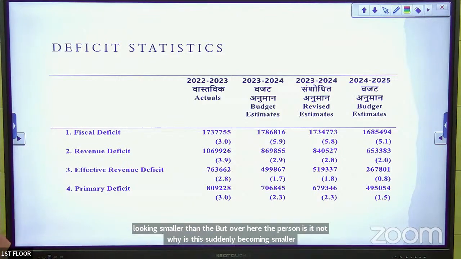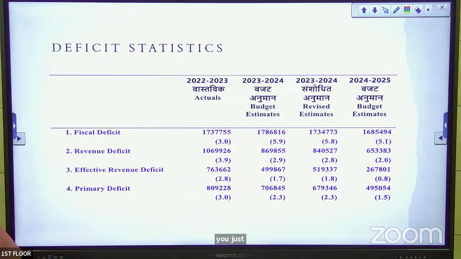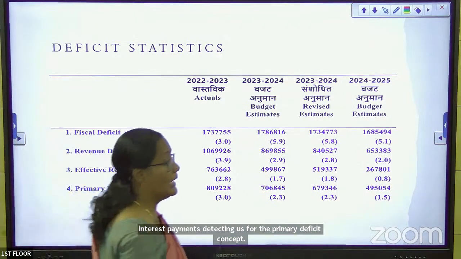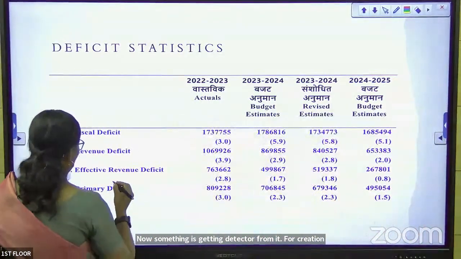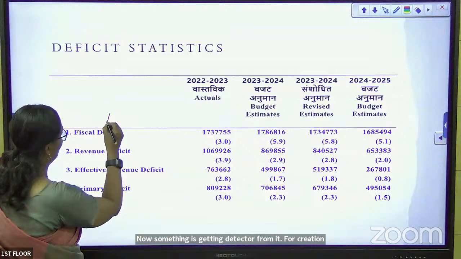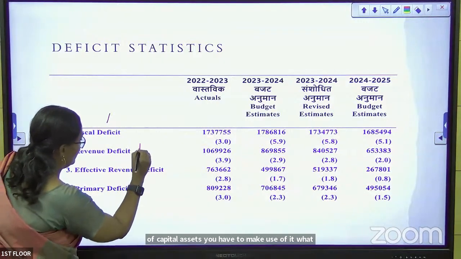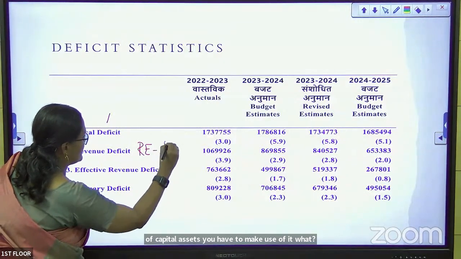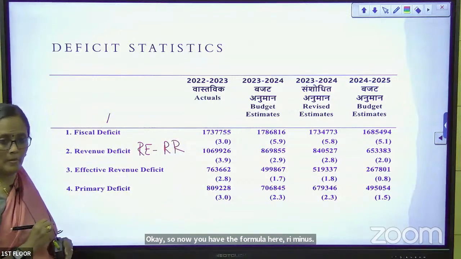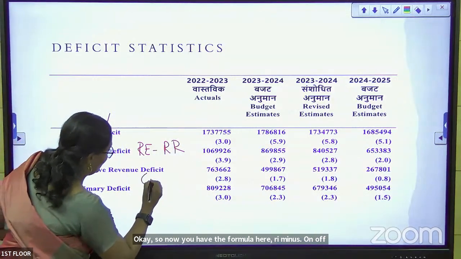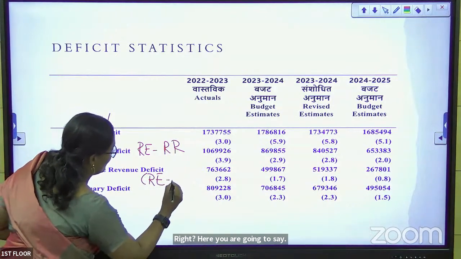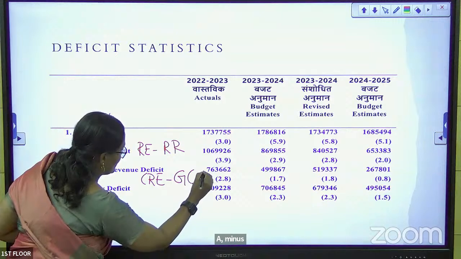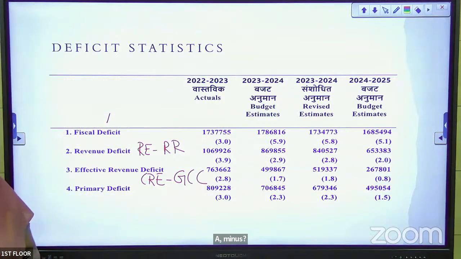Interest payments deduction is for the primary deficit concept. Now something is getting deducted from it: grants for creation of capital assets. You have to make use of the word. Okay. So now you have the formula here, RE minus RR. Right? Here you are going to say RE minus grants for creation of capital assets.